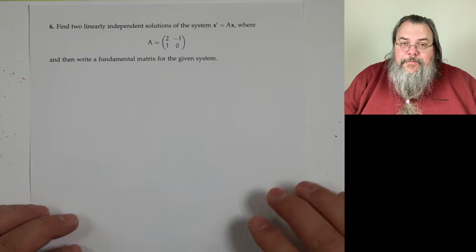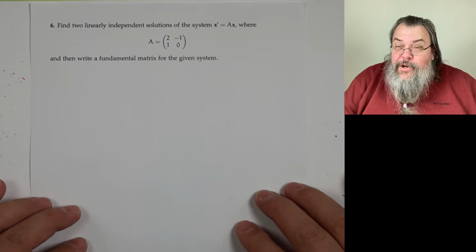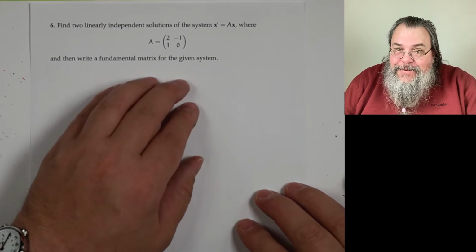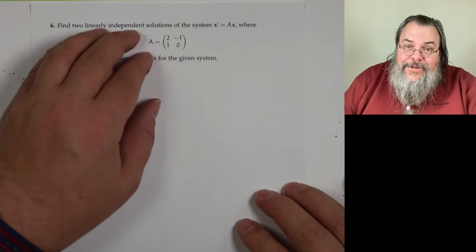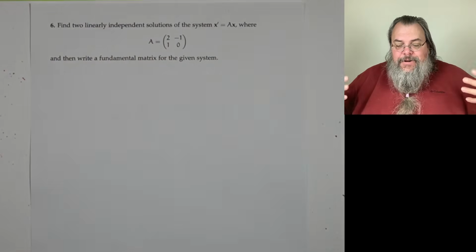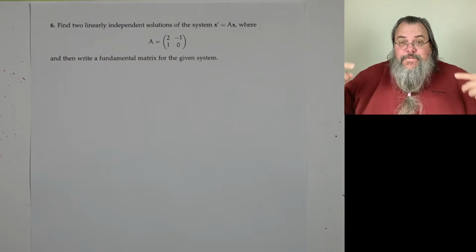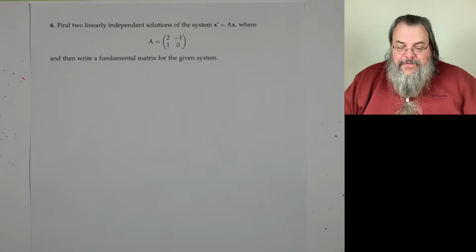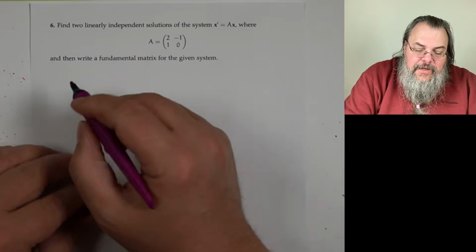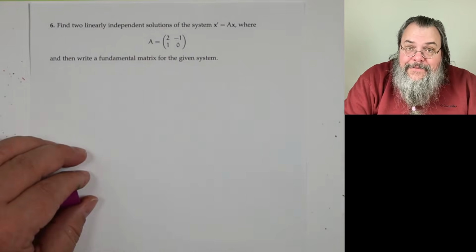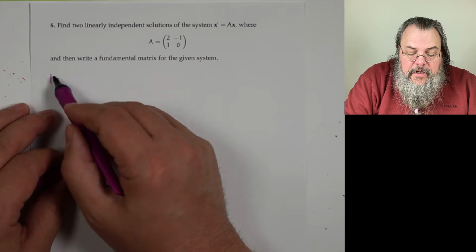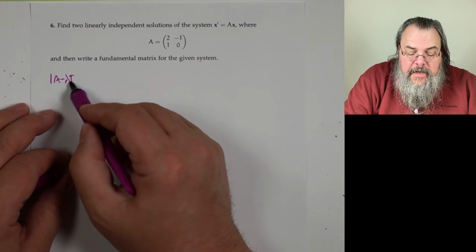All right, now, here's the thing. We don't have to do it in the order they asked. We can start with the fundamental matrix and go to the 2 linearly independent solutions. And when I see A, I think I should try to get a fundamental matrix. So the first thing is we're going to look at the eigenvalues. So here we go. We're going to take the determinant of A minus lambda I.